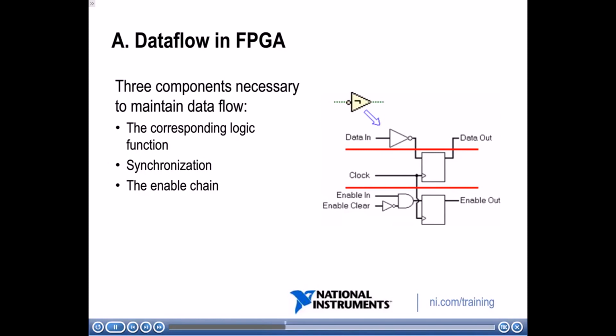So what is the enable chain doing? It's guaranteeing that the FPGA logic executes in the same order as it appears on the LabVIEW block diagram. In other words, it's enforcing that data flow.